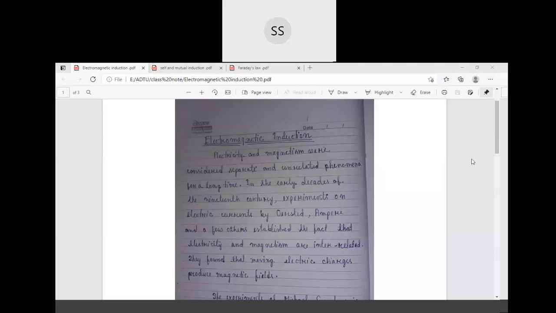Okay, so let us consider a wire. In that wire, charges are flowing from negative to positive. Then current will flow from positive to negative, and around that wire a magnetic field will be produced. So from that we get to know that moving electric charges not only produce current, but also produce magnetic field. Again, vice versa, a moving magnetic field can also produce electric current.